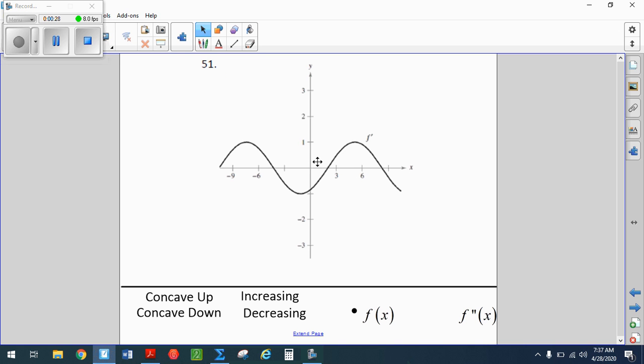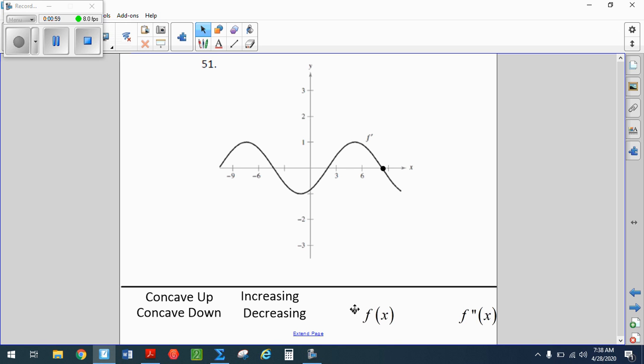So we have the derivative graph. And if the derivative is a sine curve or cosine curve, that means the original function had to be a sine curve or a cosine curve. It also means that the second derivative is going to be a sine curve or a cosine curve. So really, we're just going to be looking at what that looks like for where the relative min and max are and things like that. So let's start with some zeros.